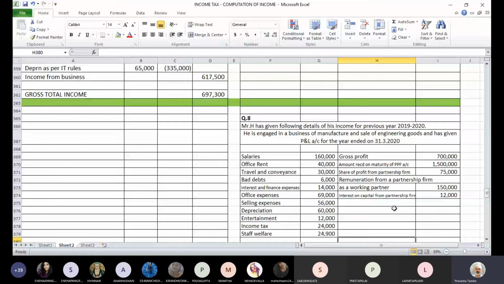If the share of profit is distributed in accordance with the provisions of partnership agreement, then it is eligible for exemption under section 10, subsection 2A. So this amount of share of profit, 75,000 rupees, what we are talking about, is not taxable. This is the exempt receipt. Whereas the remuneration and interest on capital are taxable. Similarly, this PPF account amount received is not taxable. Okay, these are the non-taxable items of receipts.